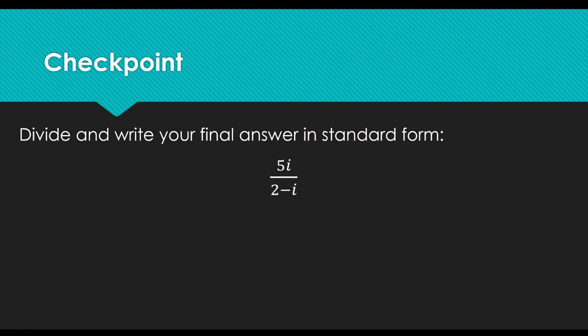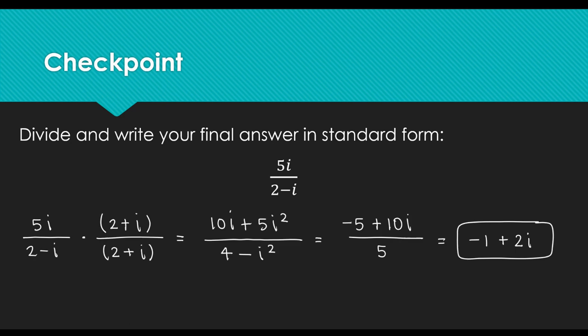All right, so take a second, pause the video, see if you can divide and write your answer in standard form. All right, so hopefully we found our conjugate to be 2 plus i, so we multiplied the top and the bottom by that. Went ahead and simplified by multiplying everything out, combining like terms. In the end, we were able to divide terms and reduce them down, so my final answer no longer had a fraction.